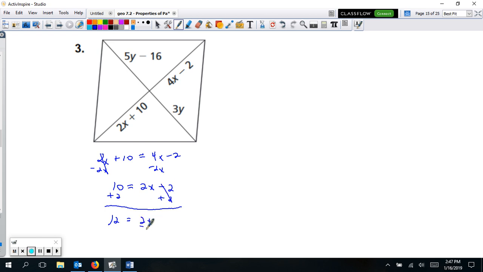So now divide by 2. 12 divided by 2 gives us 6. So x is equal to 6. And then we want to find out what the y is. So just another one with y.